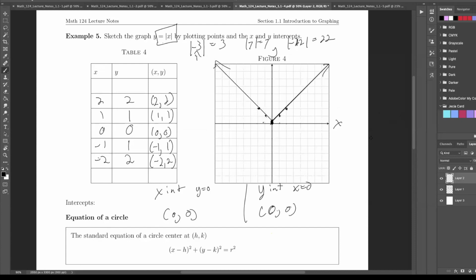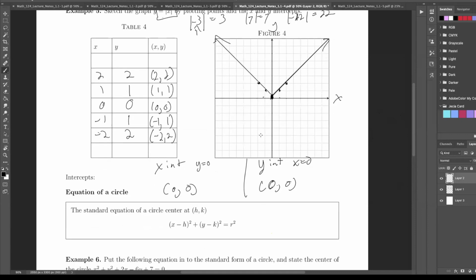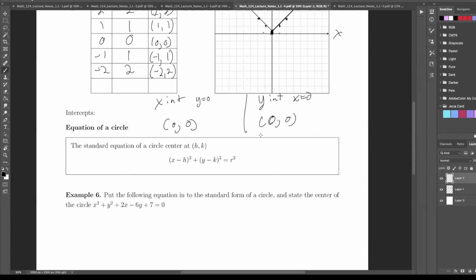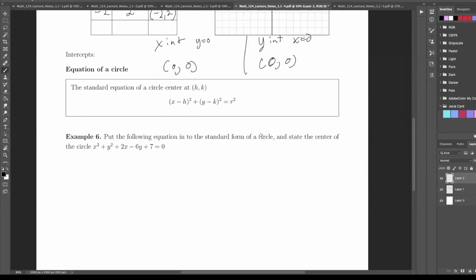Okay. So that's absolute value. We'll use it a little bit more in this class, but not too terribly much. All right, so let's talk about an equation of a circle.